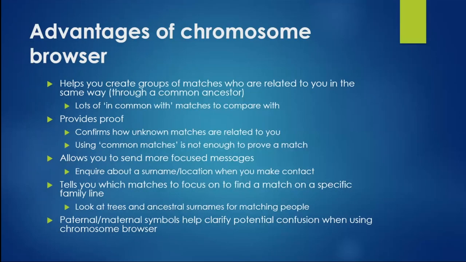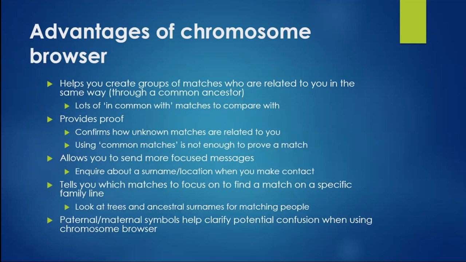So these are just some of the advantages of using the chromosome browser. It helps you to create groups of matches who are related to you in the same way through a common ancestor. That's what I was just demonstrating to you. And the real advantage of MyHeritage and Family Tree DNA is that you're going to get lots of in common with people to compare with. It's not like Ancestry, where you're restricted to just a few in common matches.